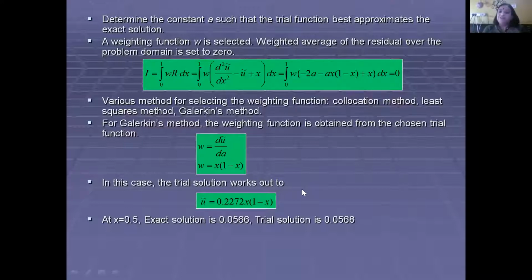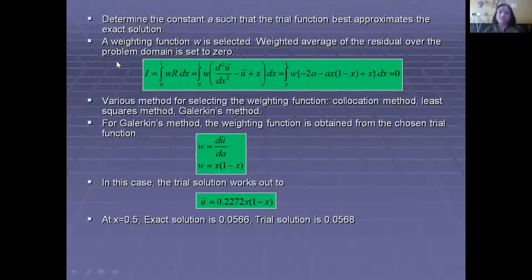Now, you need to choose W. And there are various methods for selecting the weighting function, and depending upon the manner in which you select it, the method is decided. There are the collocation method, the least squares method, and Galerkin's method. At least the least squares method, I'm sure most of you are familiar with, in the sense that when we have arbitrary data and try to fit a function, we try to make the fit as close as possible. For that, we try to minimize the mean square value.